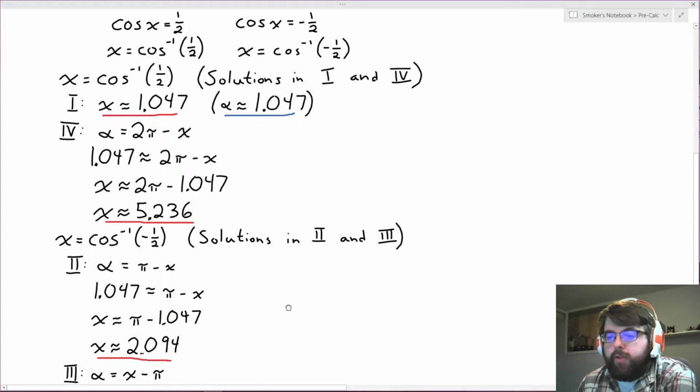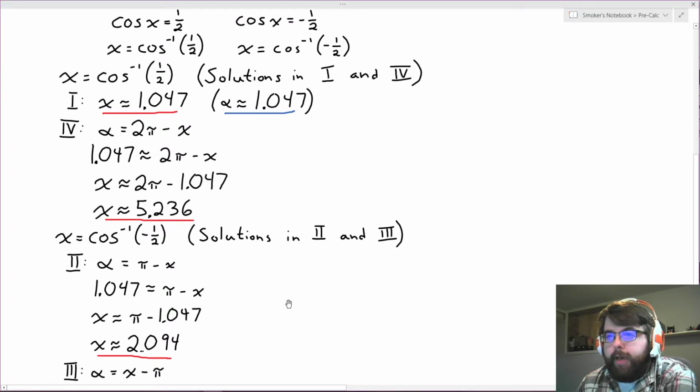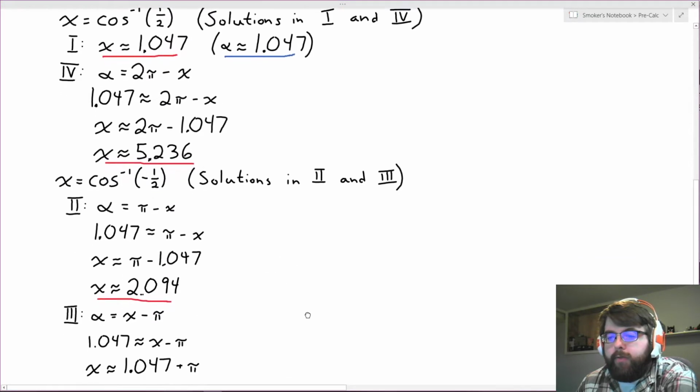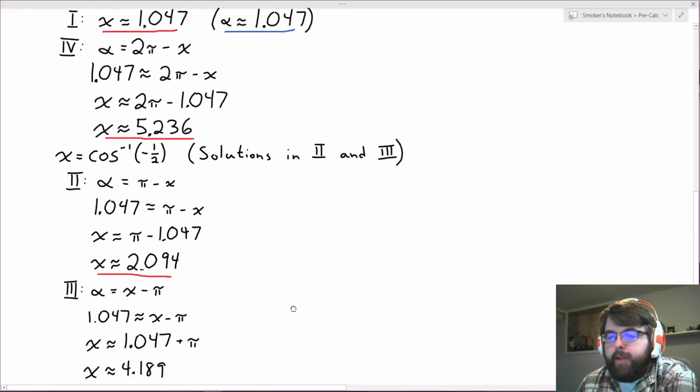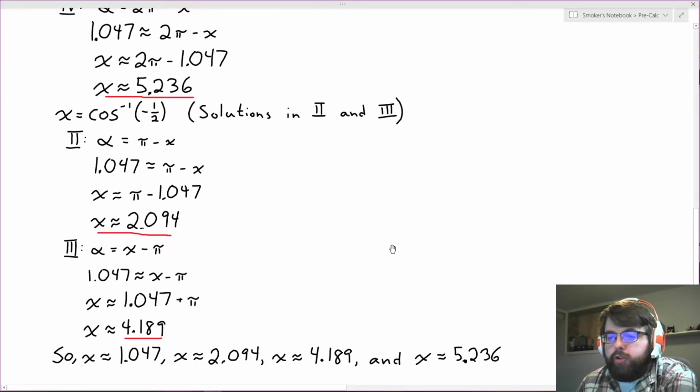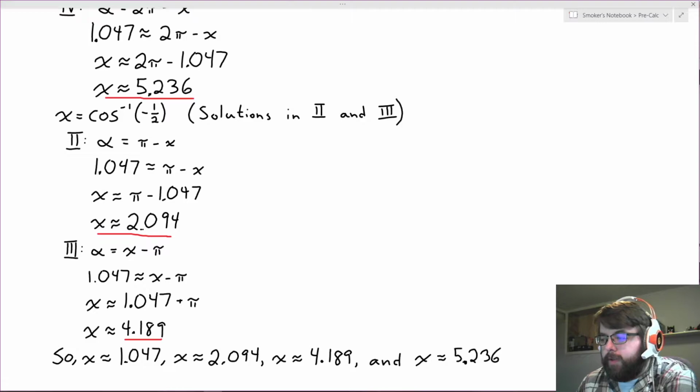Okay, and then we use the last reference angle formula that we haven't used yet, the quadrant 3 reference angle formula, plugging the reference angle in. In this case, solving for x, it involves adding pi to both sides, and then we get our final value. We have 4 solutions for this, 4 solutions.